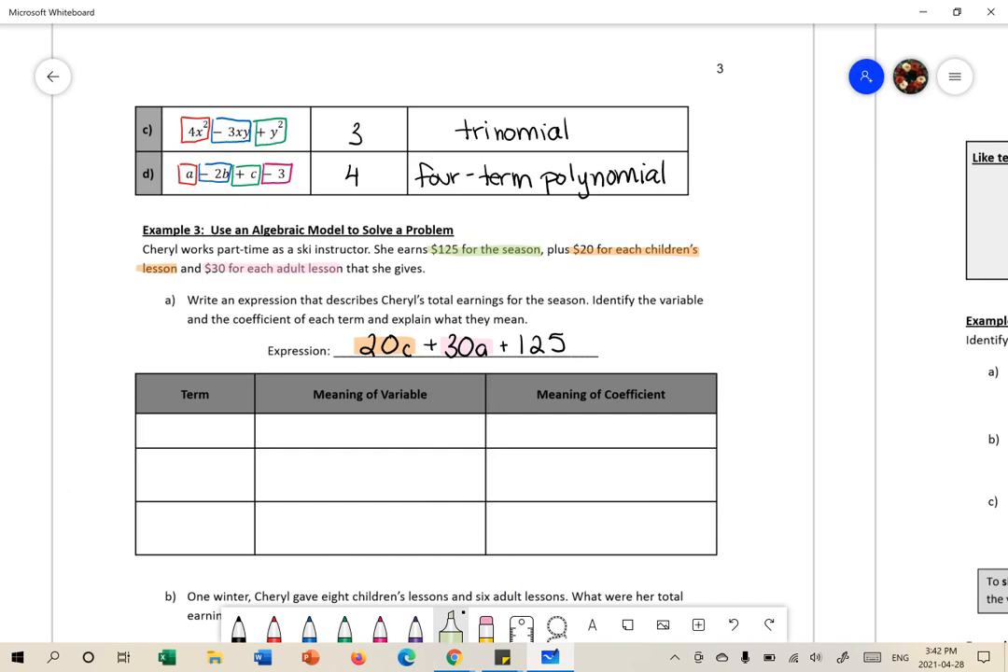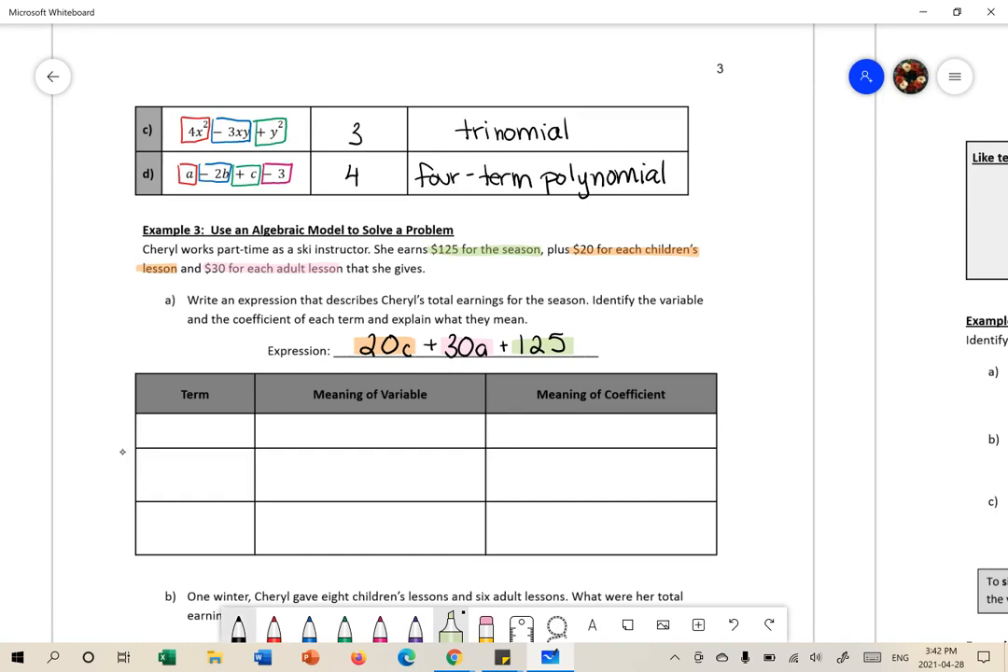And finally, plus 125. We're not going to multiply that by any variable because it's a fixed cost. It doesn't vary according to how many lessons she teaches. She could not teach a single person in a season and she still gets $125.